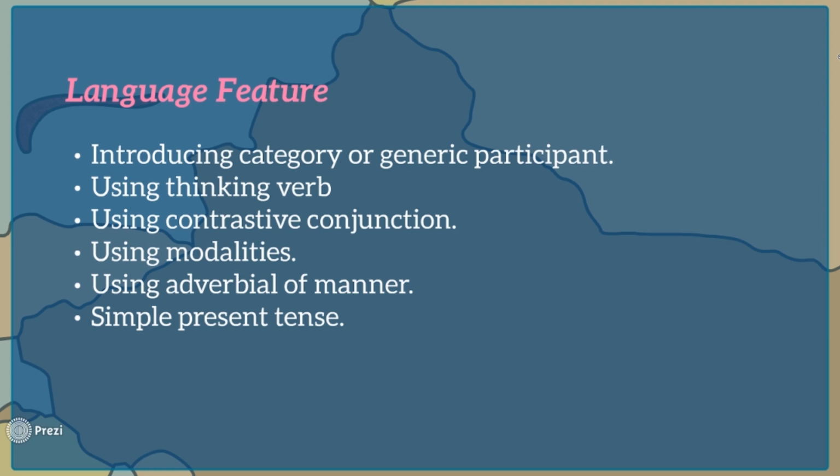Third, using contrastive conjunctions. For example, however, on the other hand, but, in other side, although, and etc. Fourth, using modalities such as must, should, could, may, and etc. Fifth, using adverbials of manner such as deliberately, hopefully, and etc. And the last one, we have to use simple present tense in discussion text.